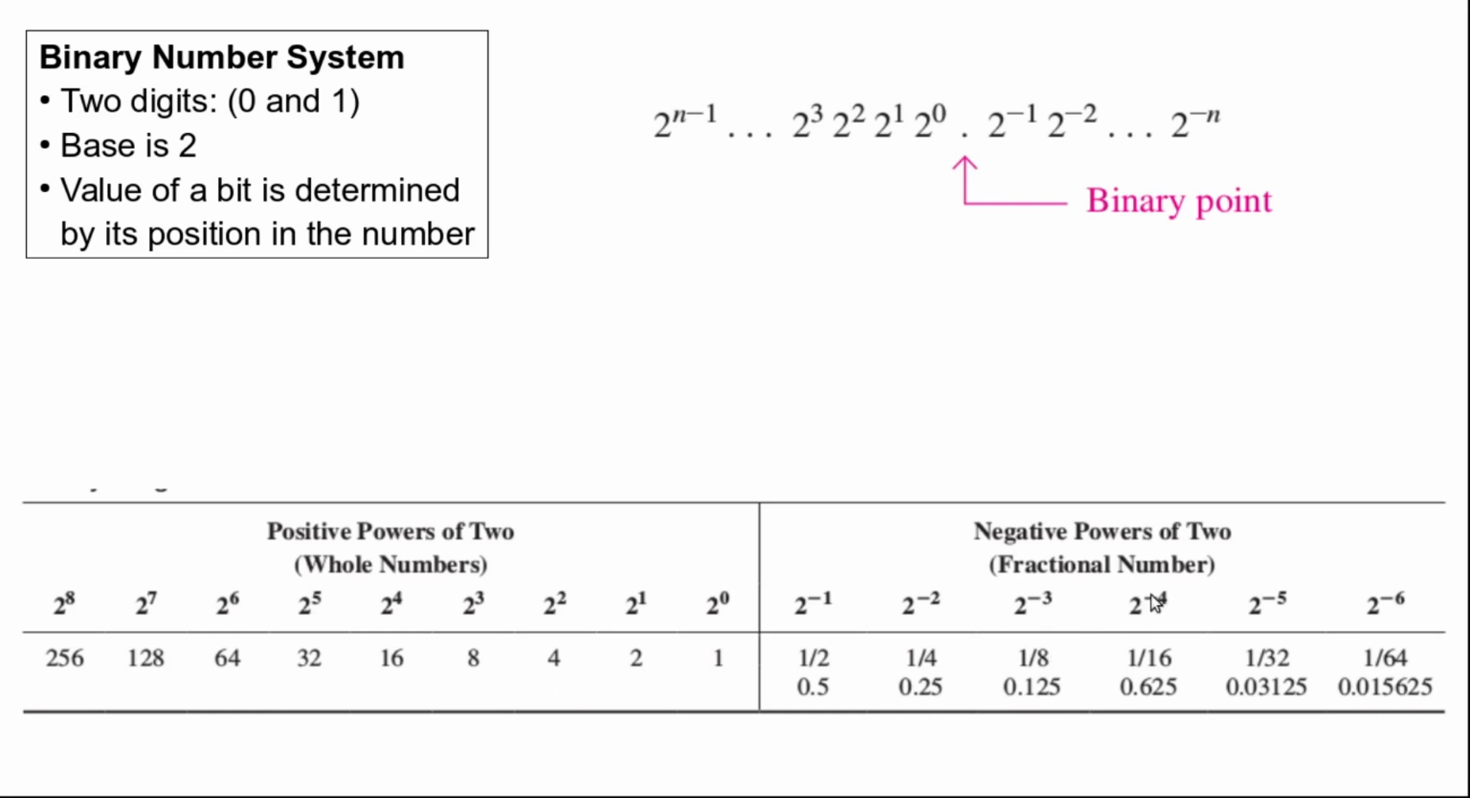Similarly, 2 to the power minus 4 is 0.0625, 2 to the power minus 5 is 0.03125, and 2 to the power minus 6 will be 0.015625. Please remember this table. You may need it later for solving some exercises.